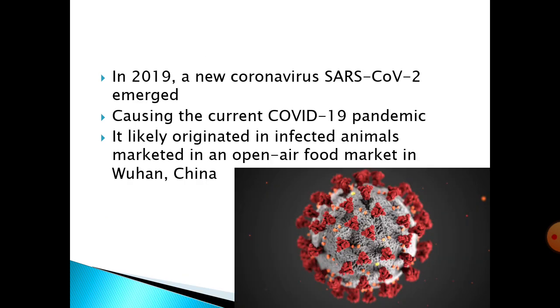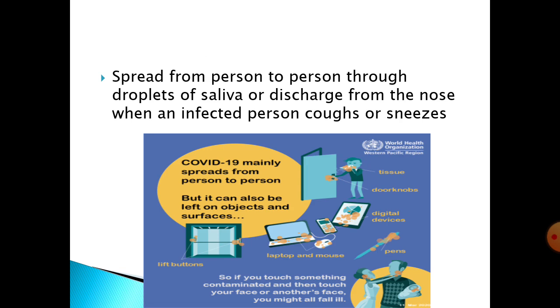In 2019, a new coronavirus, SARS coronavirus 2, emerged, causing the current COVID-19 pandemic. It likely originated in infected animals marketed in an open-air food market in Wuhan, China. It spread from person to person through droplets of saliva or discharge from the nose when an infected person coughs or sneezes. But it can also be left on objects and surfaces. So if you touch something contaminated and then touch your face or another's face, you might fall ill.